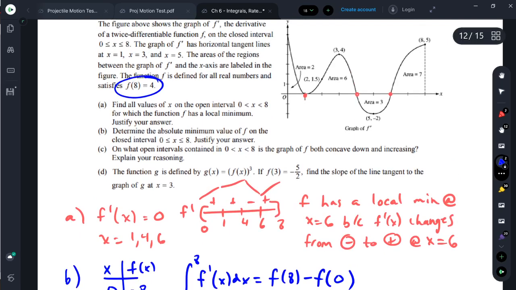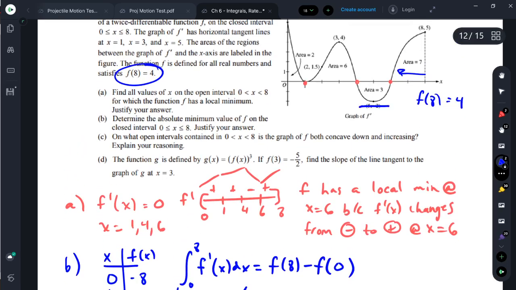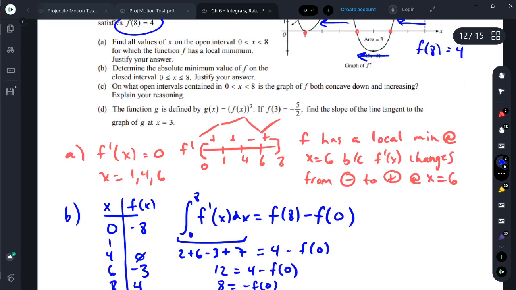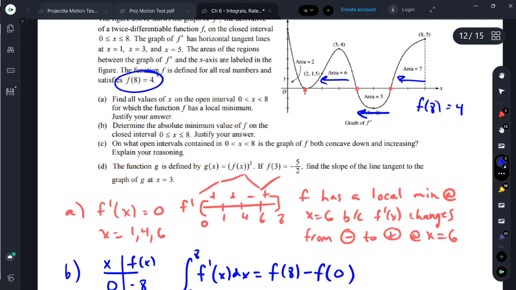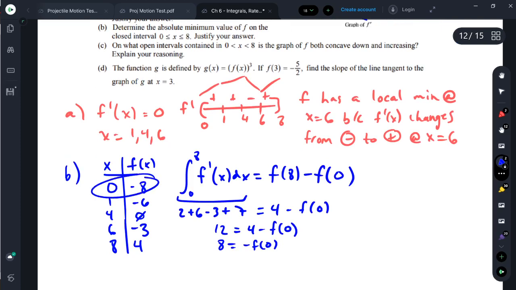What you can also do that's a little bit quicker is realize, hey, at f of 8, our answer is 4. Going backwards, that means we would subtract by 7. So this would have to be negative 3. Going backwards, we would add by 3 since we're going backwards and it's below. So that would be at 0. Going backwards, we would subtract by 6. That would be negative 6. And then going backwards, we would subtract by 2. That would be negative 8. So we want the absolute minimum value. That's going to be that value here. So our absolute minimum value is negative 8, and that's at x equals 0.